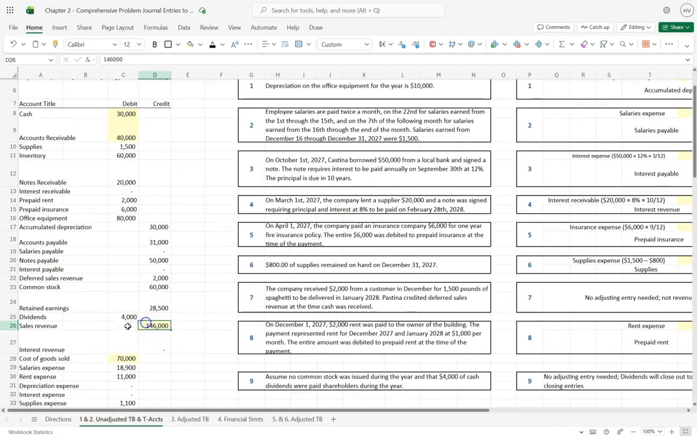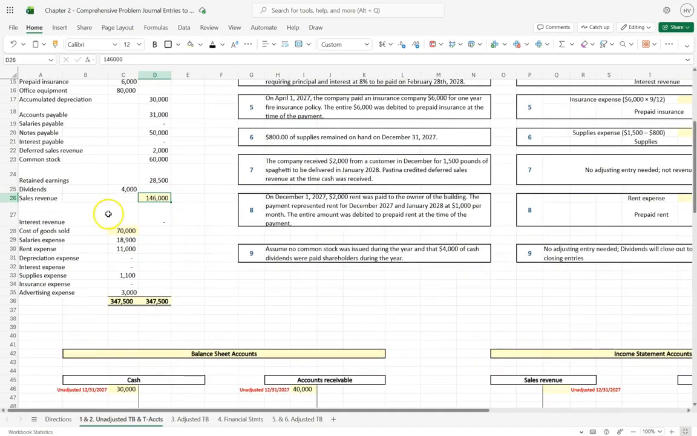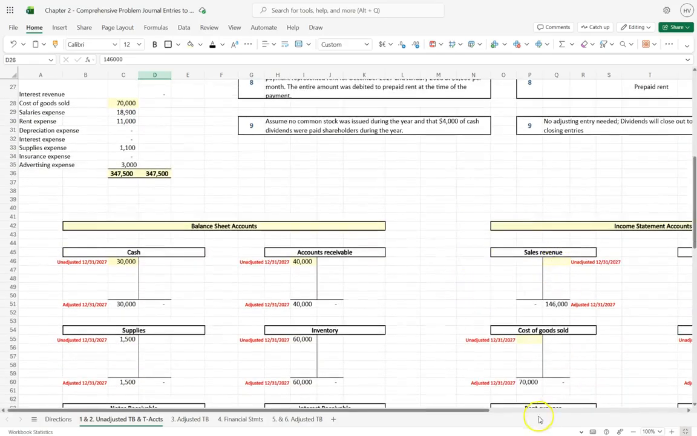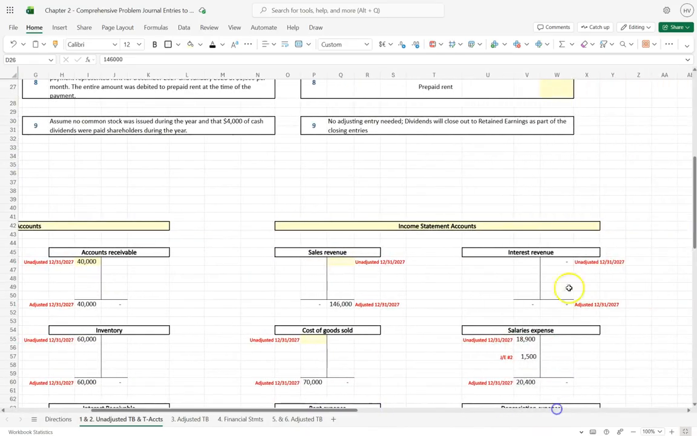Now I'm going to move on to the income statement accounts. Here I have sales revenue, and this is in the credit column. So debits on the left, credits on the right. So I'm going to find my sales revenue T account and put this $146,000 all the way on the right. Here on the right side of my spreadsheet, I have my income statement T accounts. Here's my sales revenue, and I'm going to put that $146,000 on the right side.